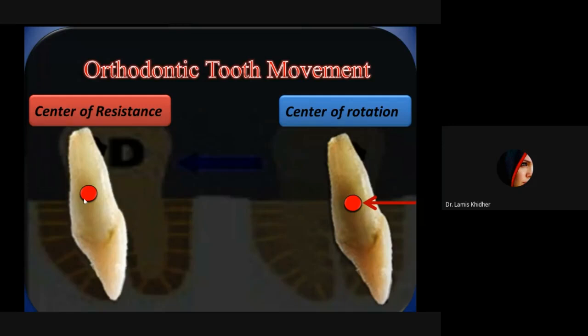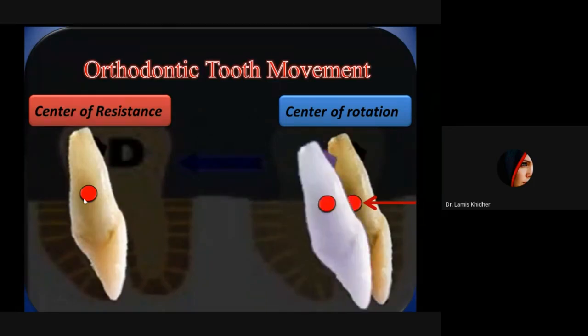And we said at the beginning, if the line of force passes through the center of resistance, the center of rotation will be there with it. It will give me a type of tooth movement called bodily or translation movement, characterized by movement of the whole tooth, root and the crown as a single unit in the same direction of force application.